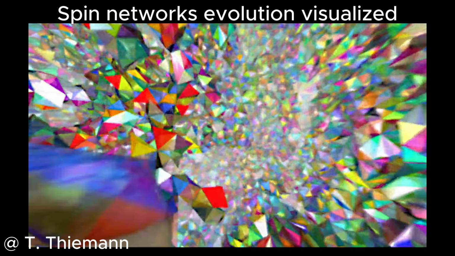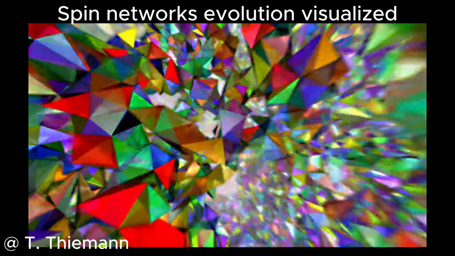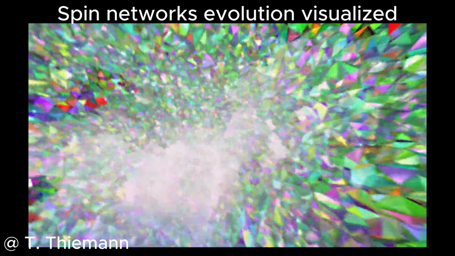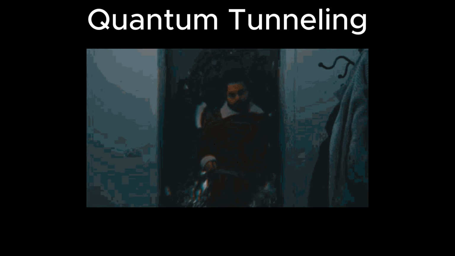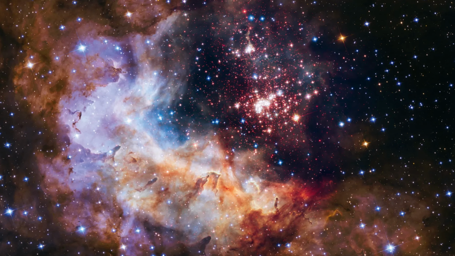So for loop quantum gravity, time is the evolution of the states of the spin networks. Space is always dynamically changing, similar to how Einstein believes space is. So if we take the rules of quantum mechanics, add the possible states of the spin networks, let them evolve through time, we get space-time as we know it.